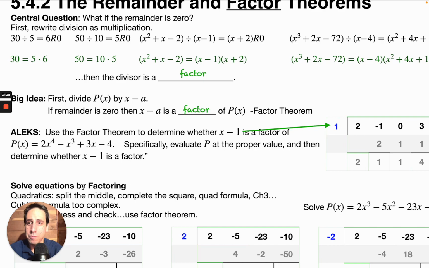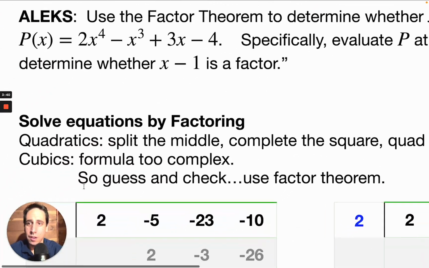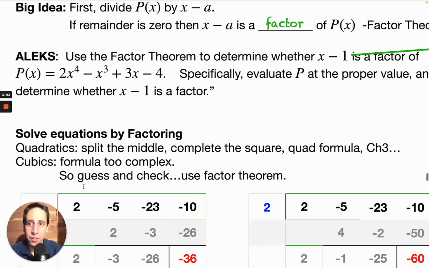So this is important because we often solve equations by factoring. We did a ton of this in chapter 3. When the exponent was no higher than 2, it was our study in quadratics. We did all these different techniques. We did split the middle. We did complete the square. We did the quadratic formula. We did all of chapter 3 in trying to figure out how to factor equations so that we could solve them. That's one of the biggest reasons why we would factor, is because we want to solve equations.